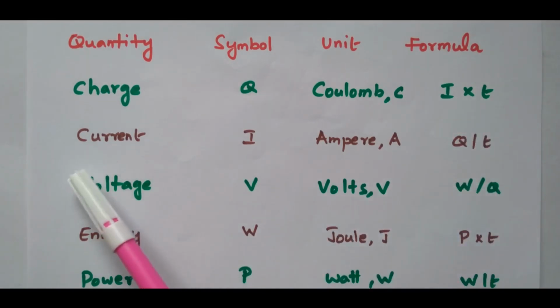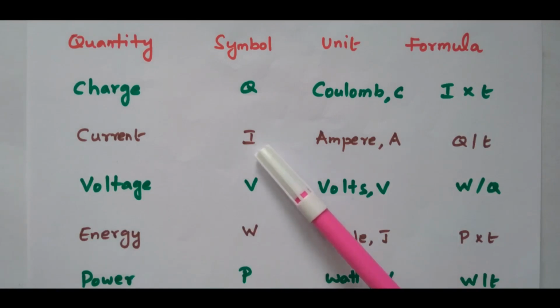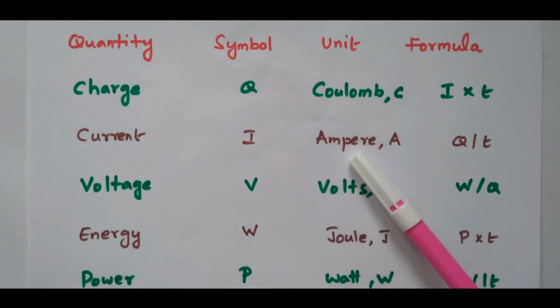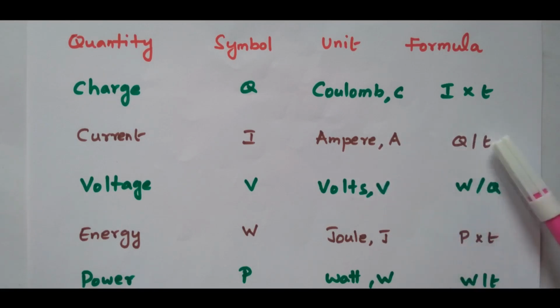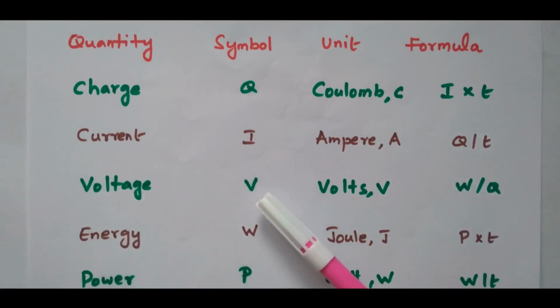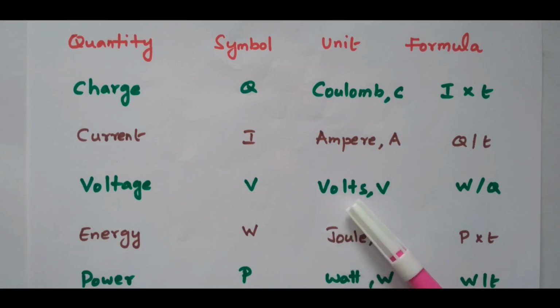Then next one is the current. The symbol is I. The unit is ampere, written as A. The formula is Q divided by T, charge divided by time. Third one, voltage. The symbol is V. The unit is volt, written as V. What is voltage? W by Q, work done by charge, W by Q.